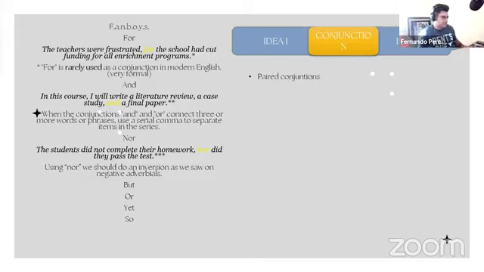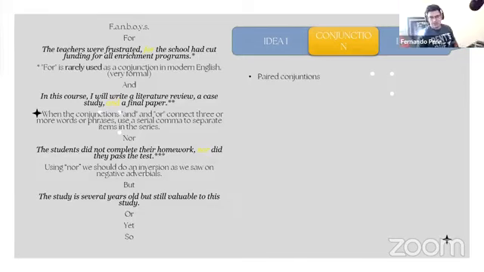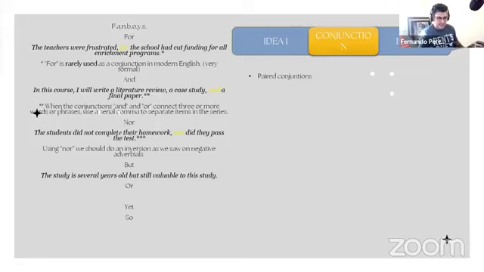Next, but. The study is several years old, but still available. In this case, there's no big difference, and I think this is the easiest of all. Don't you think? There's no difficulty in this. There's only the connector but. The same thing with the word or. There's really no massive difference about the word or. At the end of the class, the students can choose to write an essay or take a test, right?